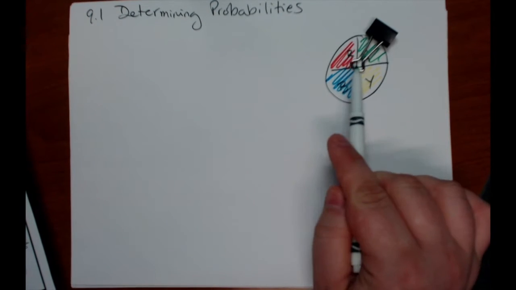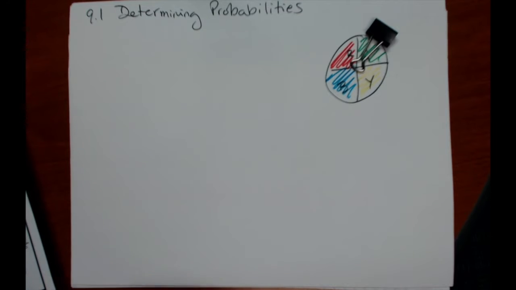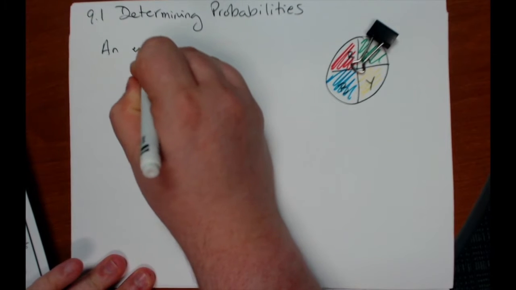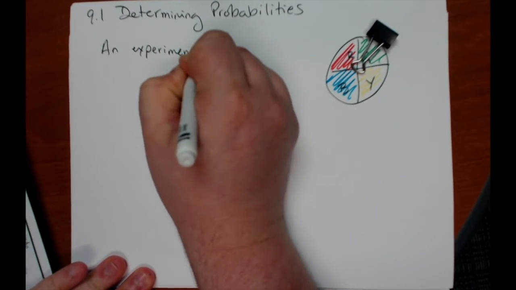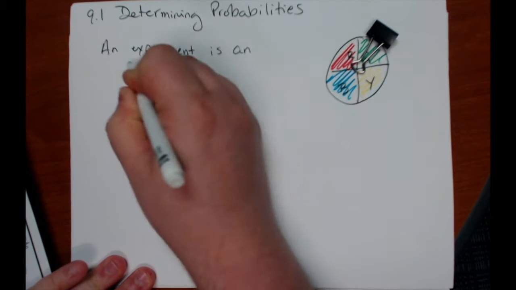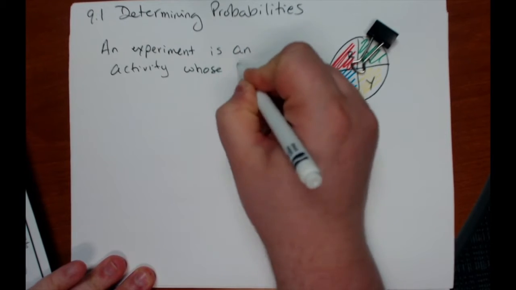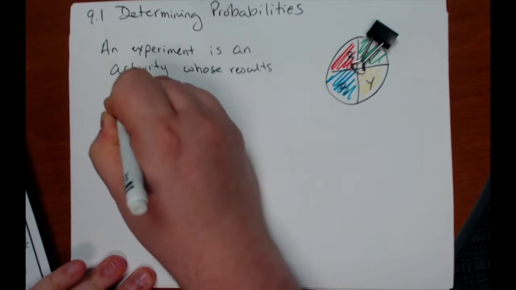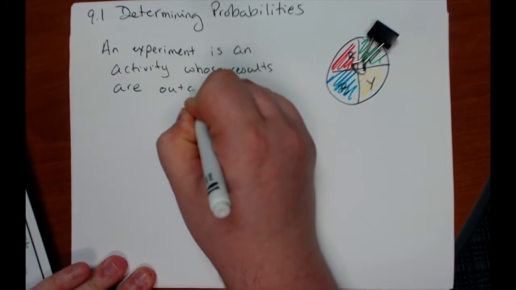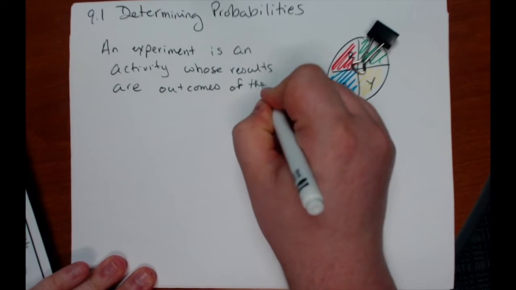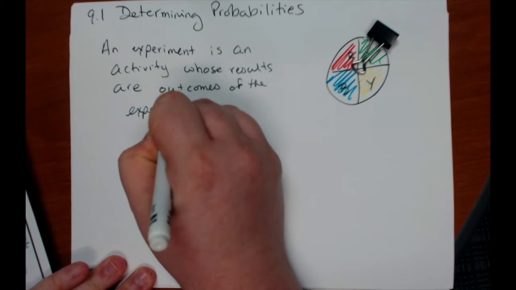So, like I said, if we land on one of the lines in between, we'll spin again until it falls into just one of those categories. So if we think of spinning a spinner in this way, we can say this is an experiment. So an experiment is an activity whose results are outcomes of the experiment.